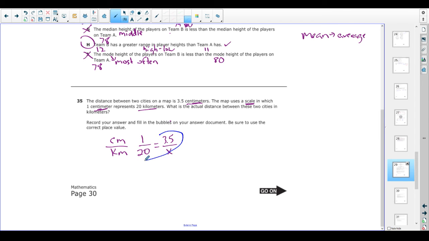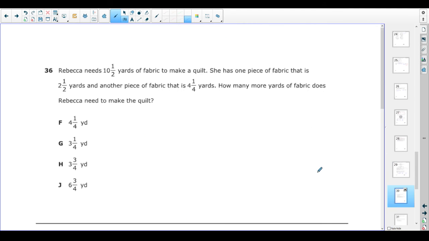And we just multiply. So what is 3.5 times 20? That's just 70. And 70 divided by 1 is 70. So if you bubbled it in, you could even call it 70.00, as long as you put 70 just to the left of the decimal point.